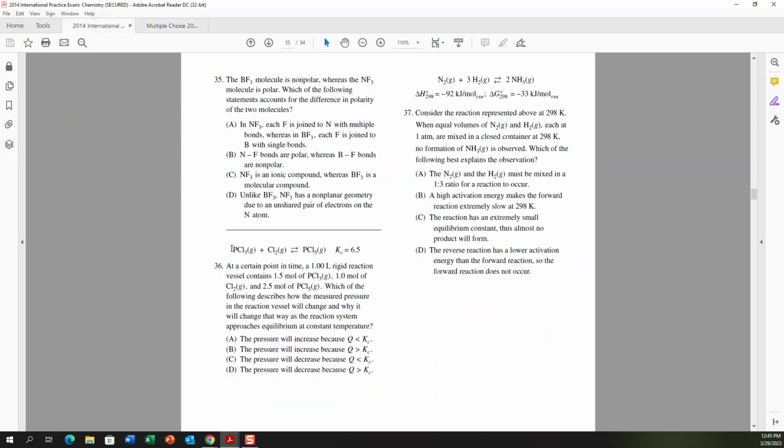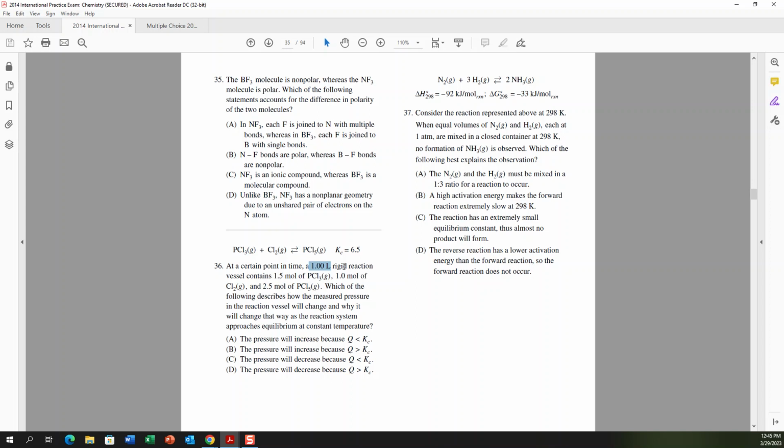All right, so here we got this reaction going. We're given the equilibrium constant. And notice right off the bat, you see Q, so this is going to be comparing Q to K. Now notice you're in a 1 liter container. That means moles are molarity, so we don't have to do any type of conversion. And it says, which of the following describes how the measured pressure in the reaction vessel will change and why it will change that way.